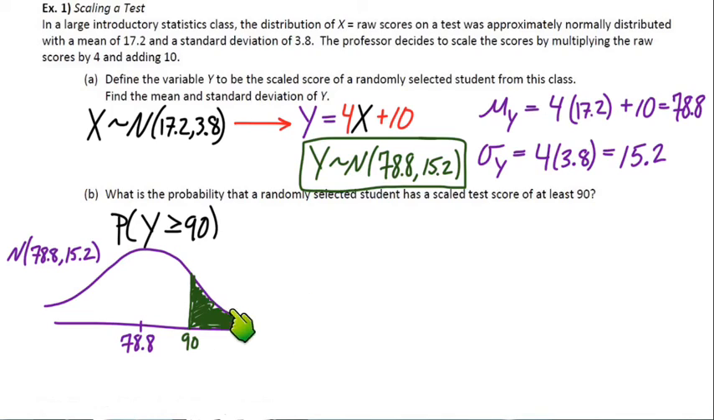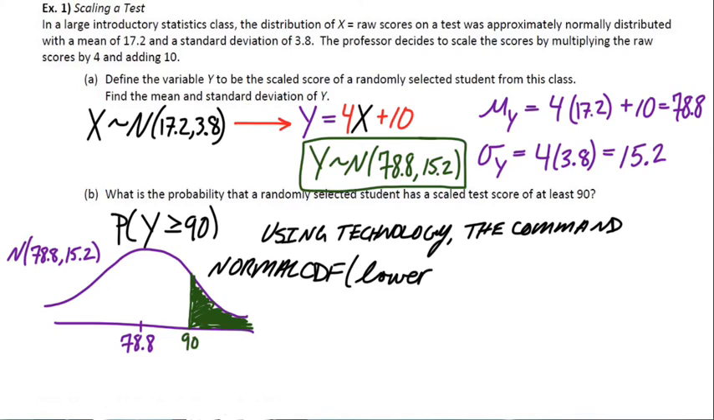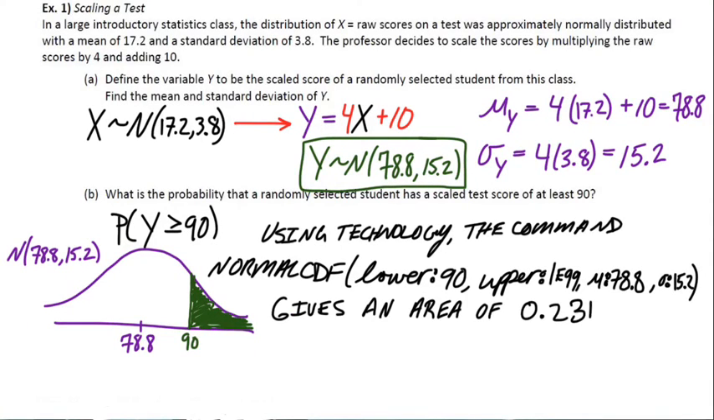And to find that probability, that area there, you can either go old school and try to calculate the z-score for 90 here and then look it up on the z-score chart, or if you're like me, you keep the calculator handy and you're going to use the normal CDF command. So we can say using technology, the command normal CDF. Now the lower bound, we've marked that off, that's going to be 90. The upper bound in this case would be, well, technically infinity, 1e99. And then just make sure you get the correct mean and standard deviation for the y distribution. So we've got our mean and our standard deviation, which gives us an answer of 0.231 for that area.